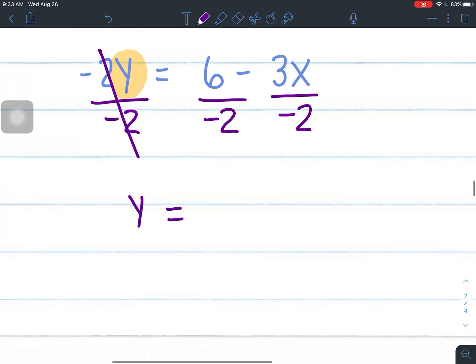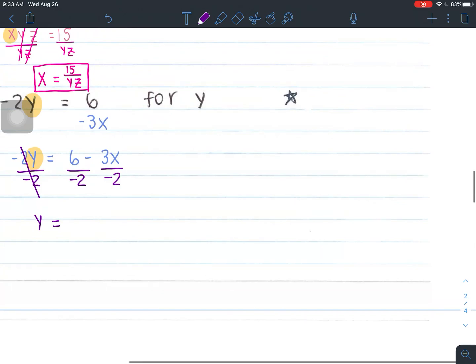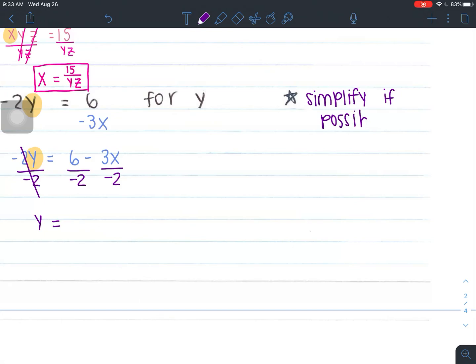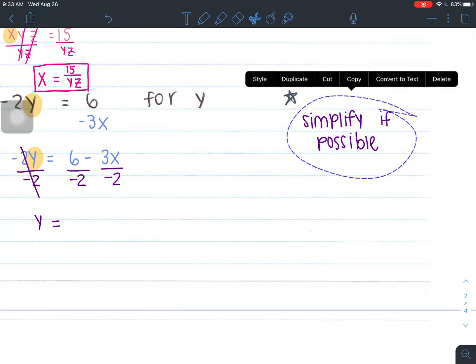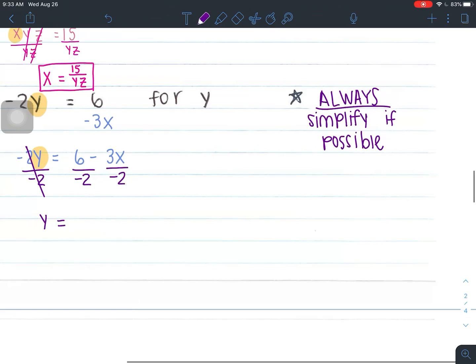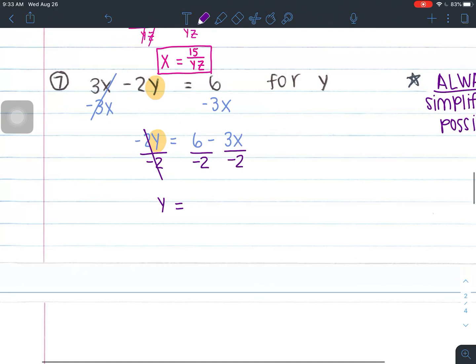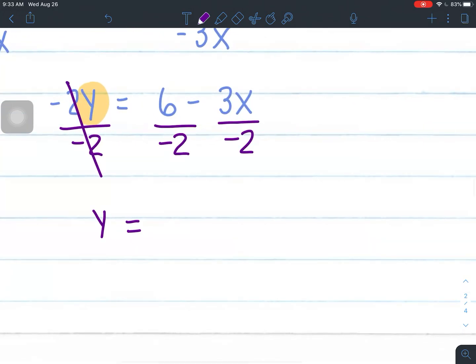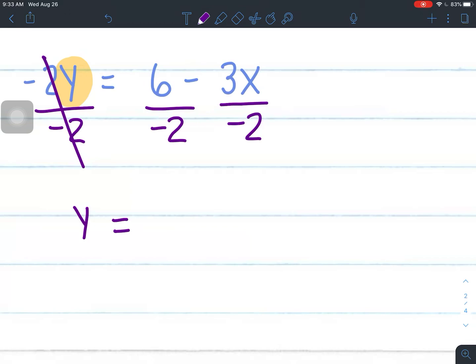And then here we want to simplify. So I think the star over here says simplify if possible. And I think I want to put always simplify if possible because you always want to make sure you can simplify. Always simplify if possible. Now, this one is a little bit tricky, right? Because we want to be super, super careful. And there's a couple mistakes that we can make here, so we want to be really careful about that.